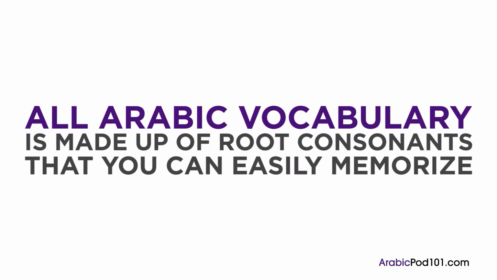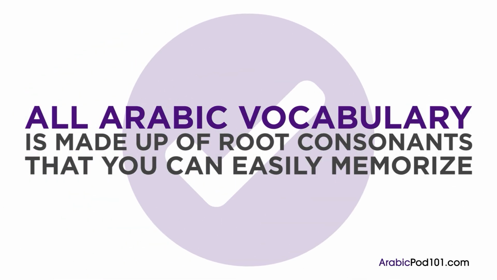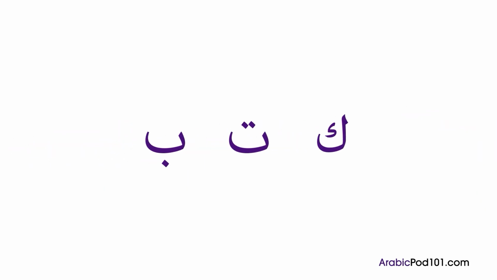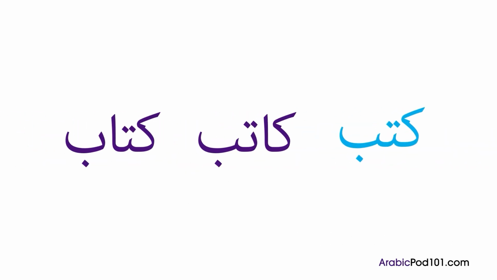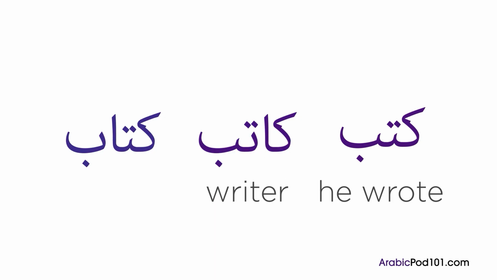All Arabic vocabulary is made up of root consonants that you can easily memorize. Can you explain this further, Yafa? Sure, Alicia. For example, there are loads of words derived from the 3 letters kaf, ta, ba, which are equivalent to the English letters K, T, and B, and they are all connected in some way to writing. The verb kataba, which means he wrote, katibun, which means writer, kitabun, which means book, and so on.